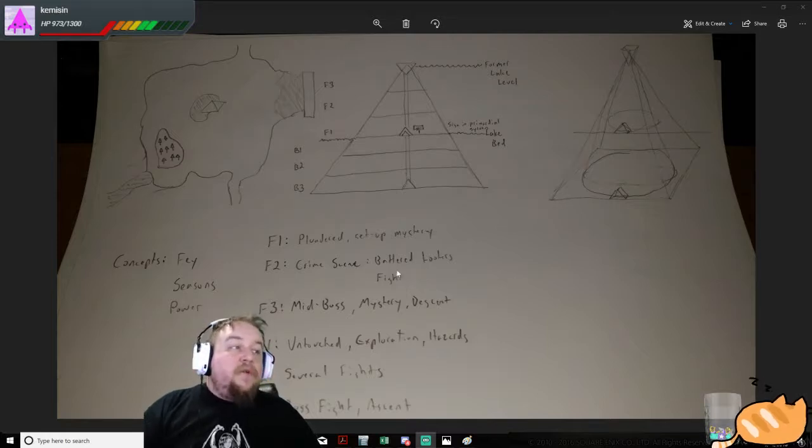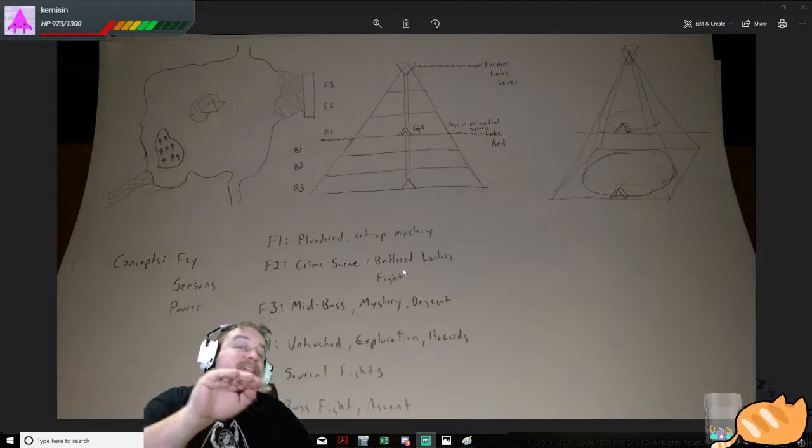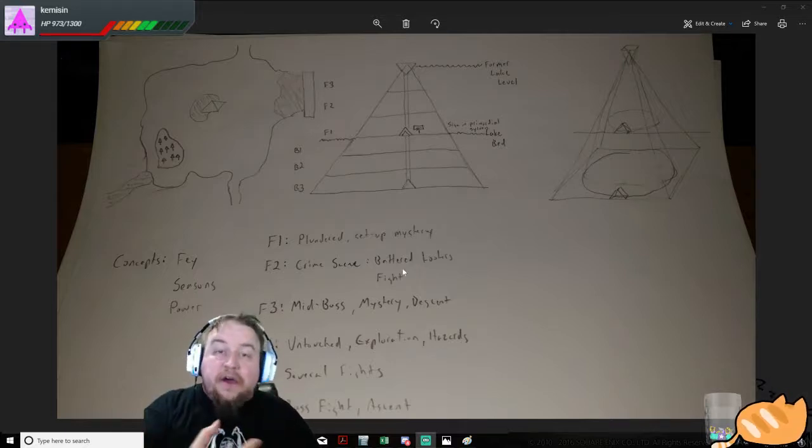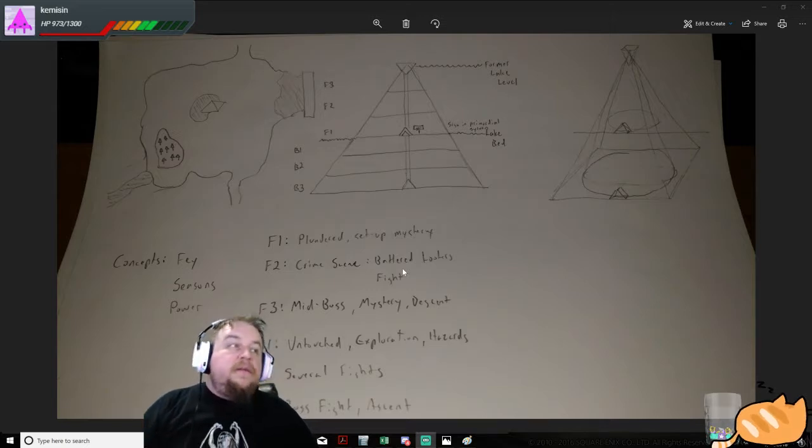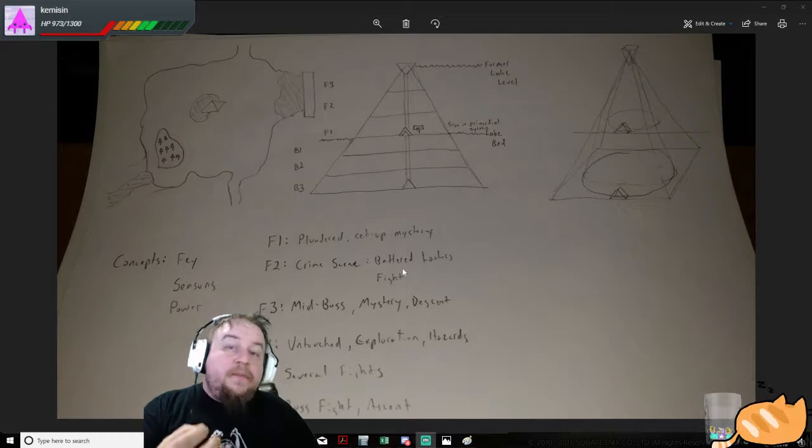Floor 2, oh, there's a crime scene. There's battered looters and possibly a fight. So now we've escalated things a little bit. We set the tone in floor 1. Now they're in floor 2 and things are a little bit more contained. But there's a possibility of a skirmish, and definitely someone made a mistake up here.